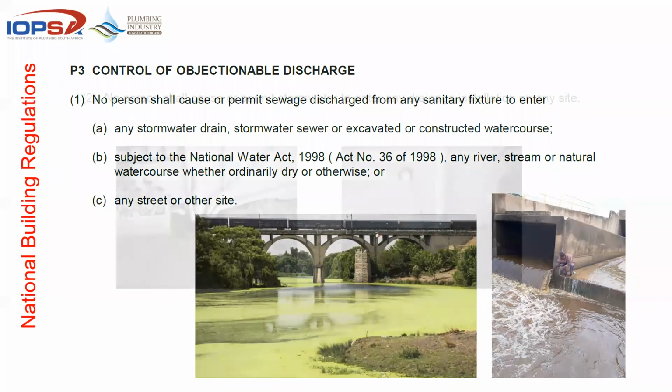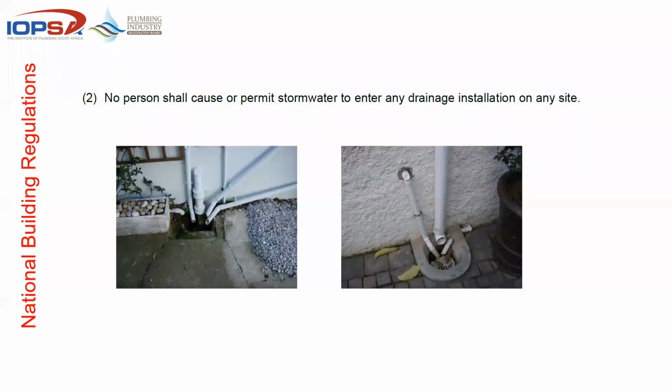So the point I'm trying to get at this morning is point 2 out of that subsection. No person shall cause or permit stormwater to enter any drainage installation on any site. It's not residential, it's not business, it's not because my area is flat and we can't fit things in. It is any drainage installation on any site.